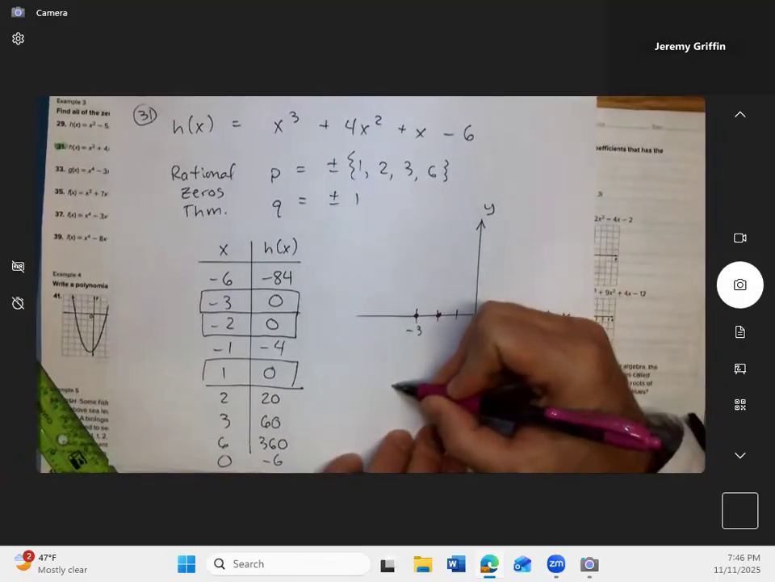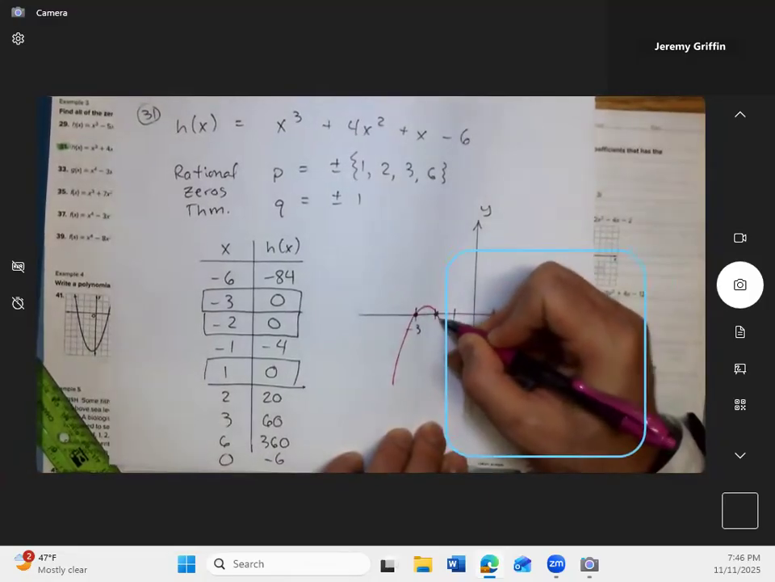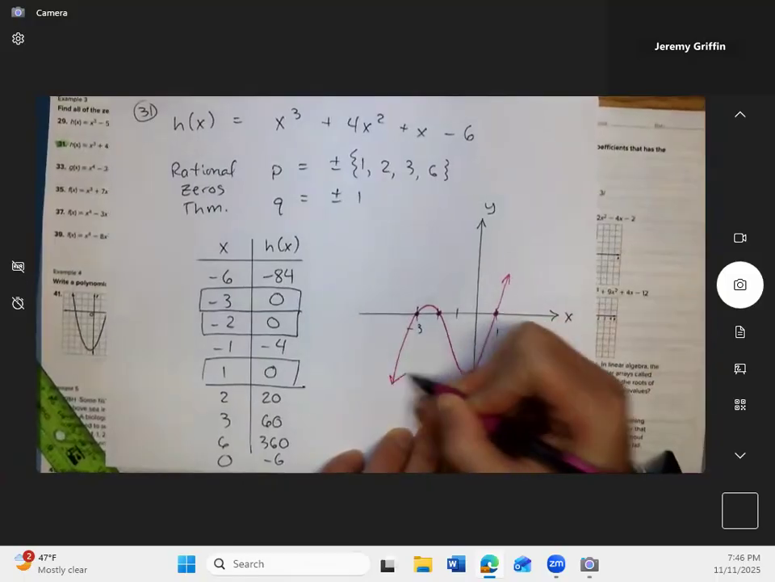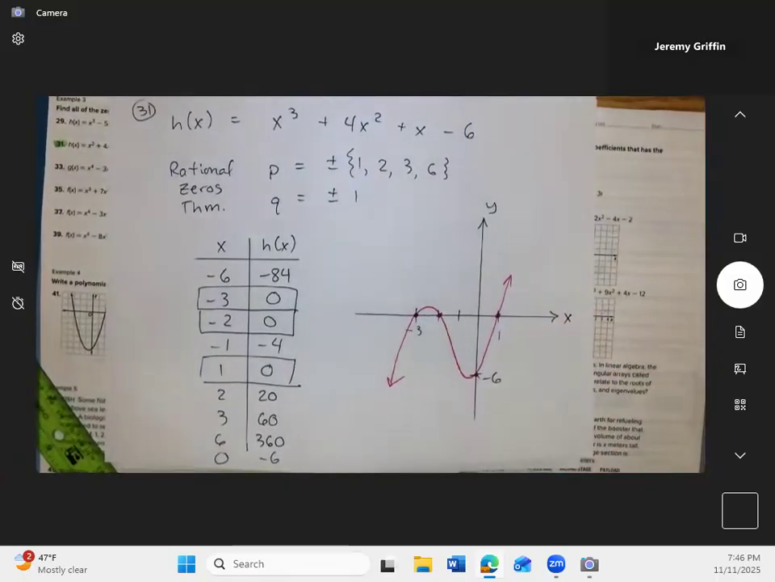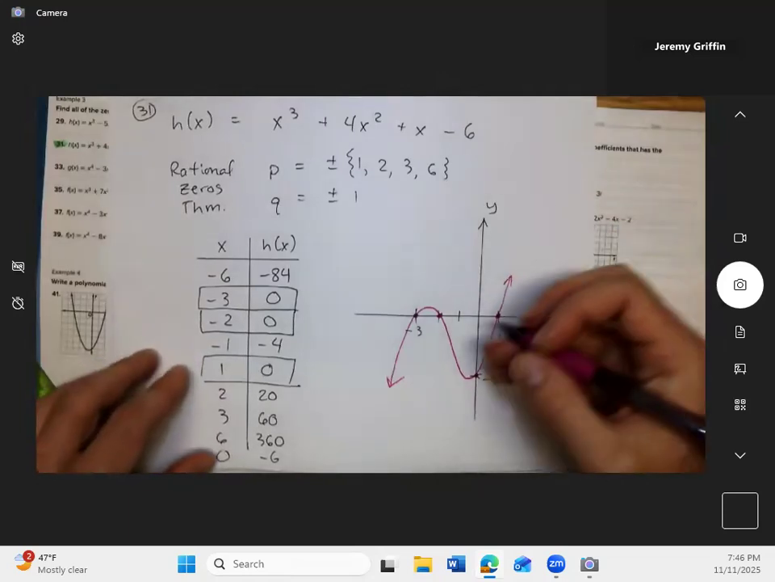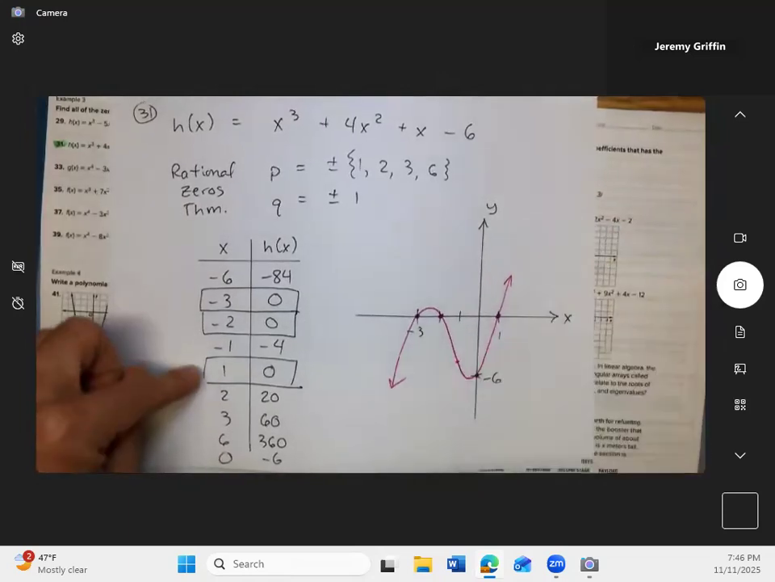And so overall, this graph's got to look basically like this. Bam. Right? That should be pretty close. And of course, we have a bunch of other points too. But I could plug in like 2 or 0 if I wanted to. I guess -1, -4 is a point. I see that right here.